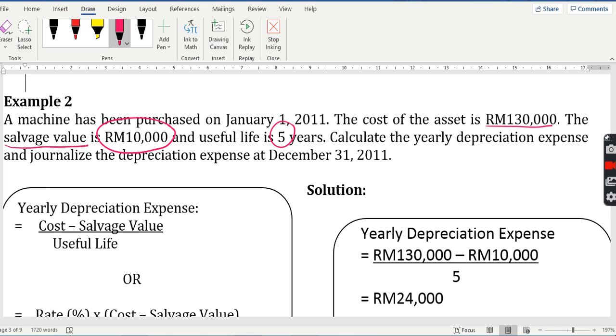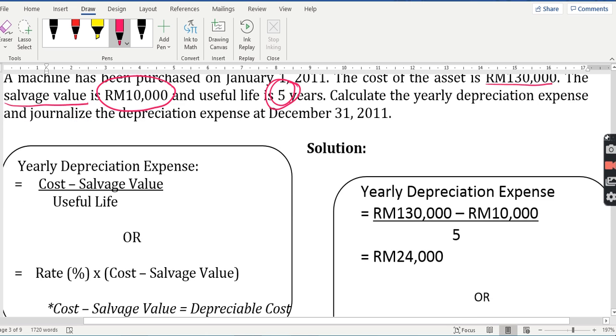Since we are using the straight line method, that means we only need to calculate once. The same amount will be recorded as your depreciation expense for that particular asset for 5 years. So you only do the calculation once. That's why we call it the straight line method, because the asset is depreciated with the same amount or value throughout the useful life. So how do I calculate the depreciation expense?